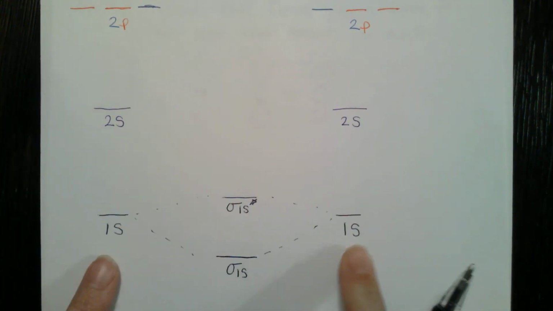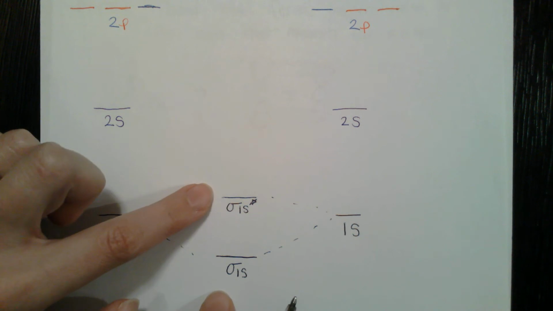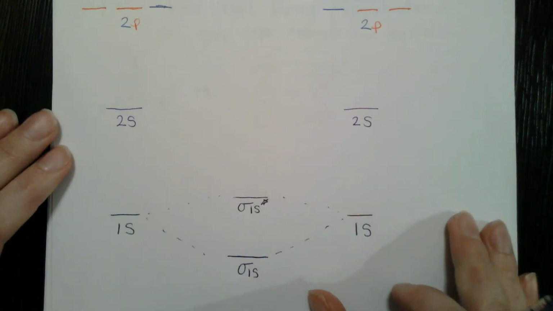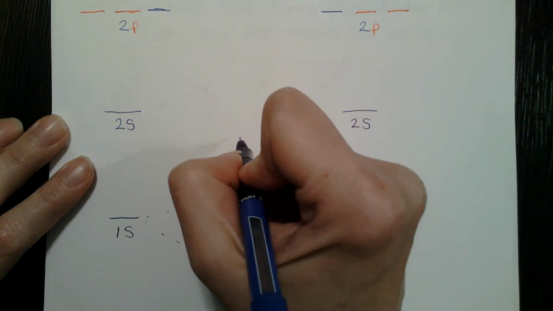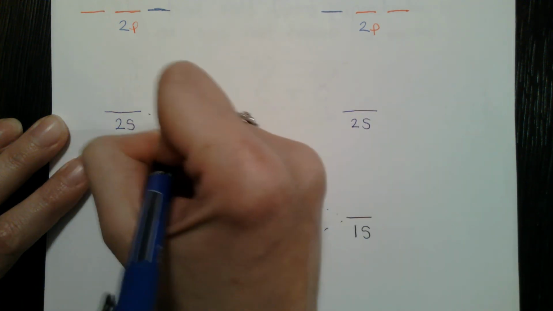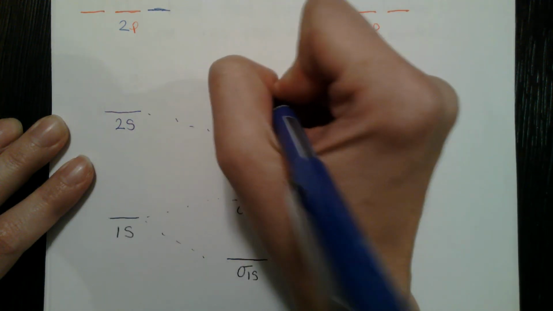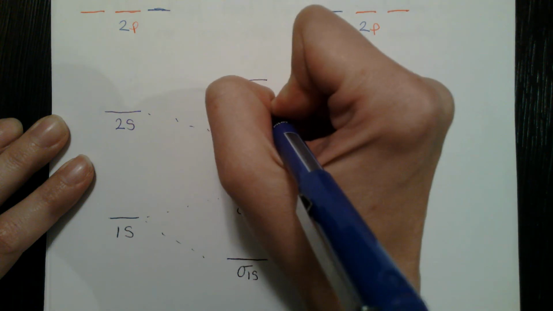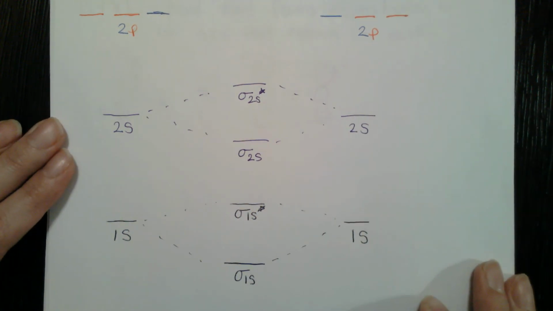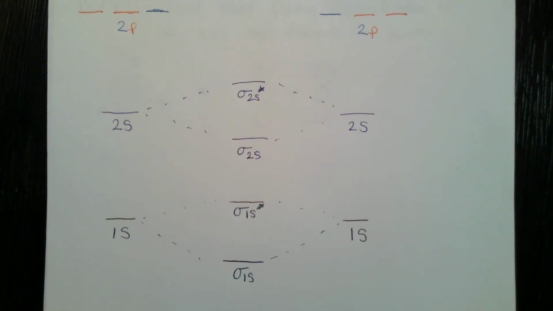These two atomic orbitals form two molecular orbitals, one where we have constructive interference, one where we have destructive interference. Next, 2s, the same thing. 2s can do the same thing. So we can form a sigma 2s, and we can form a sigma 2s star. So constructive, and now we have destructive. Not bad so far.